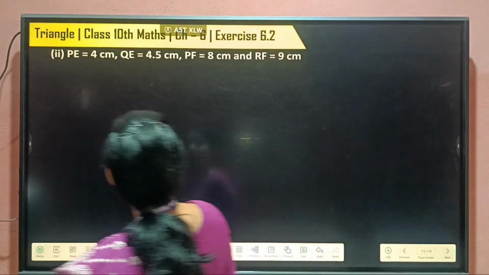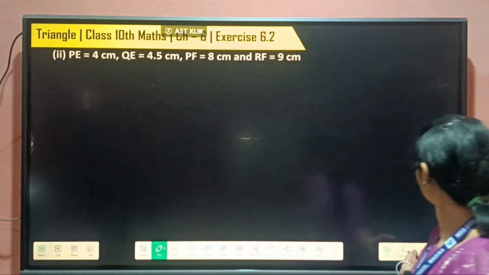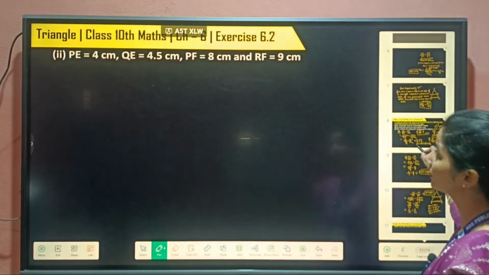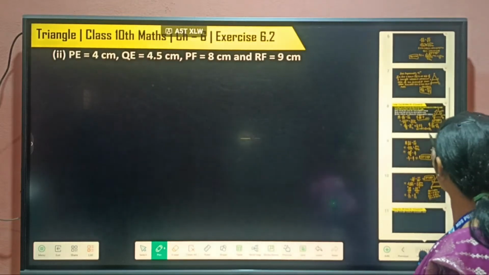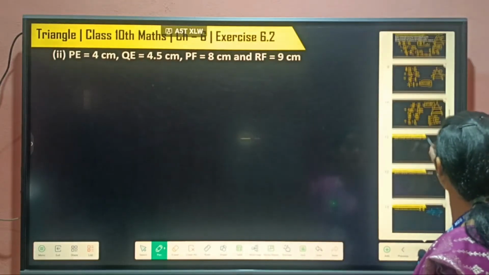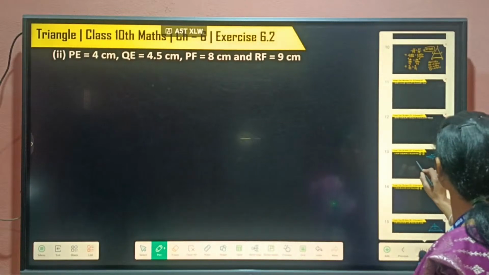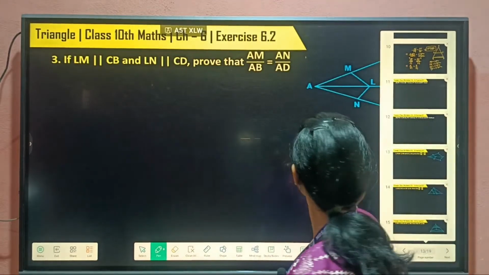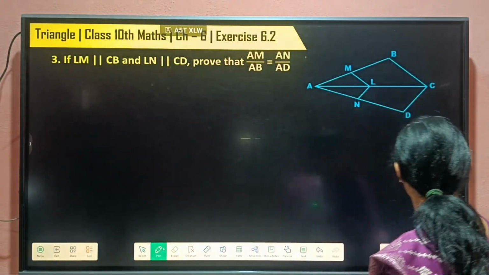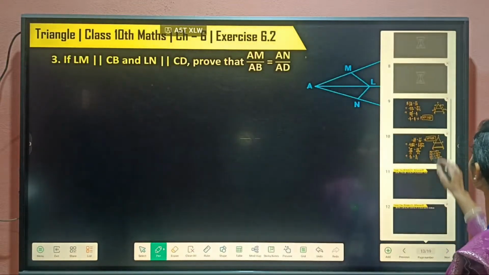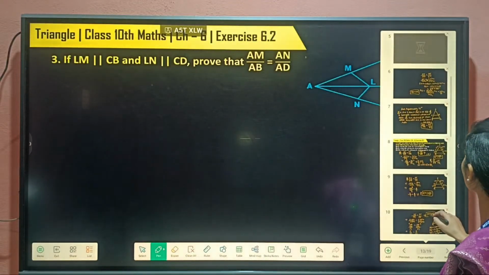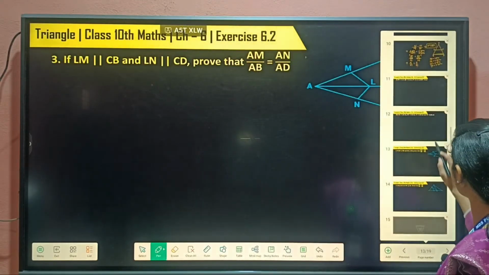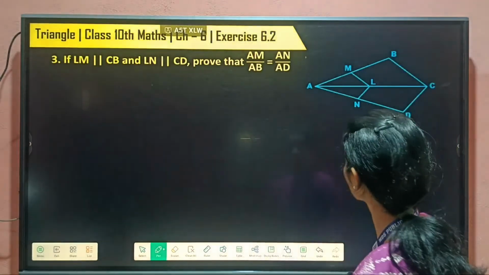Question number 3. This is the second part, we have already done. Now, they made it separately. What is question number 3? Question number 2 we have done. Now question number 3. Let us see what question number 3 is stating.